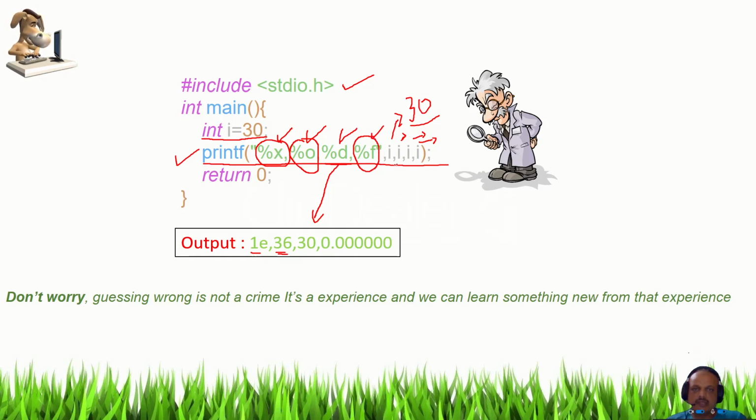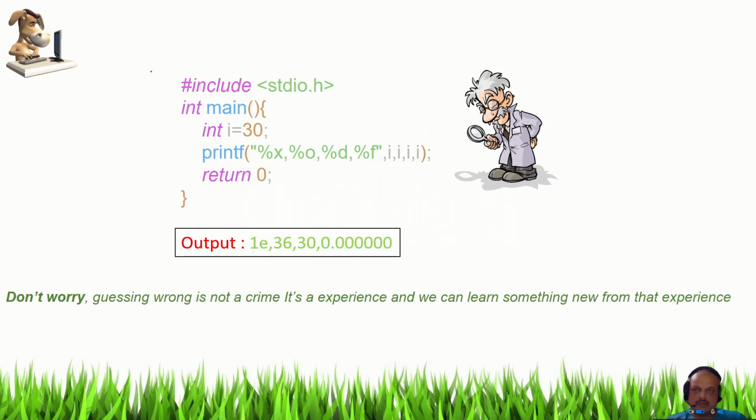Mind you folks, this doesn't get converted to 30.000. If we want to do this, we have to do explicit type conversion. A format specifier of %f doesn't actually convert an integer data type to a floating point data type. So probably you might have guessed this as 30.000, but as this format specifier is unable to convert, it basically prints out 0.000. So that is what happens with this piece of code.